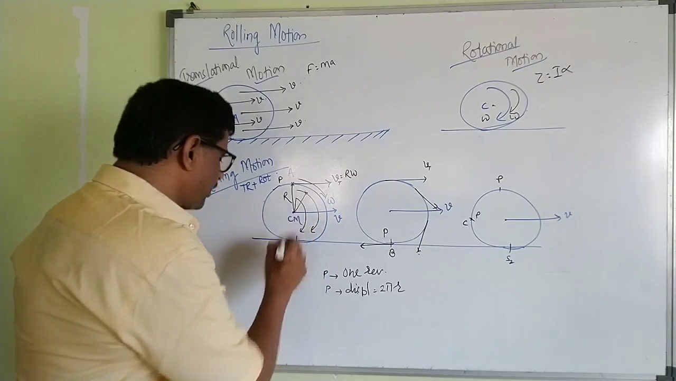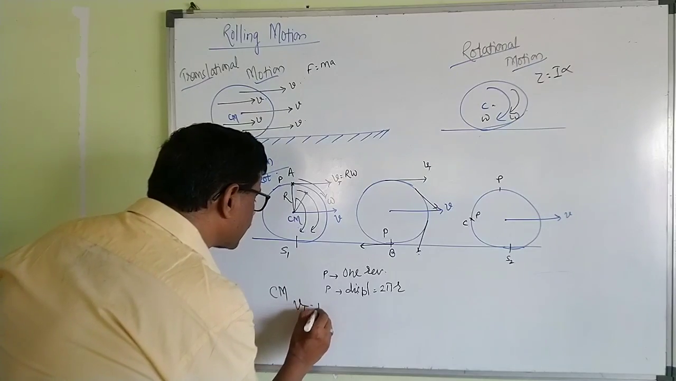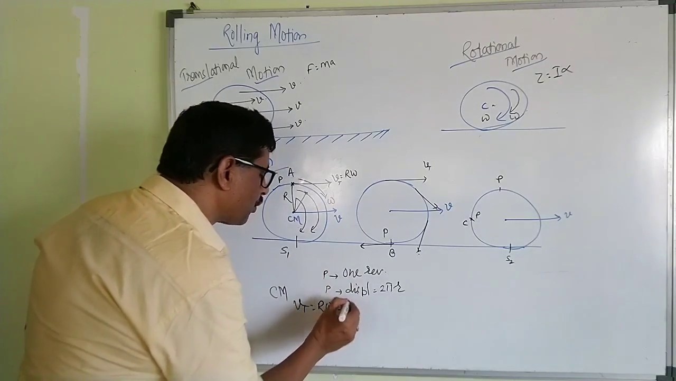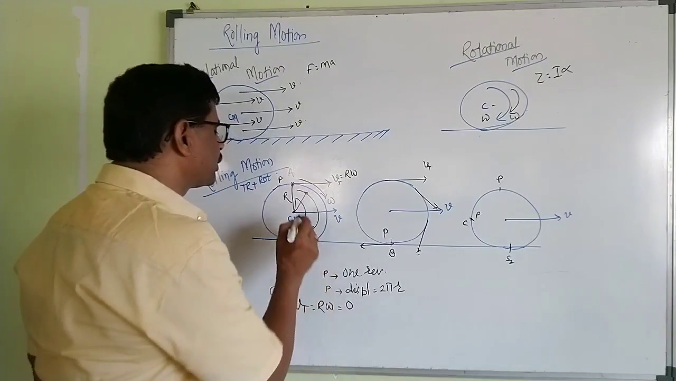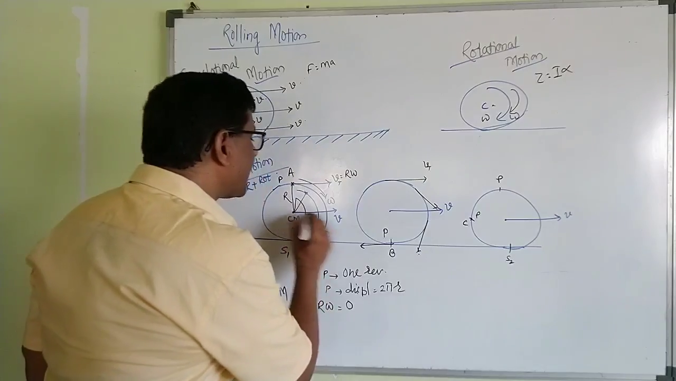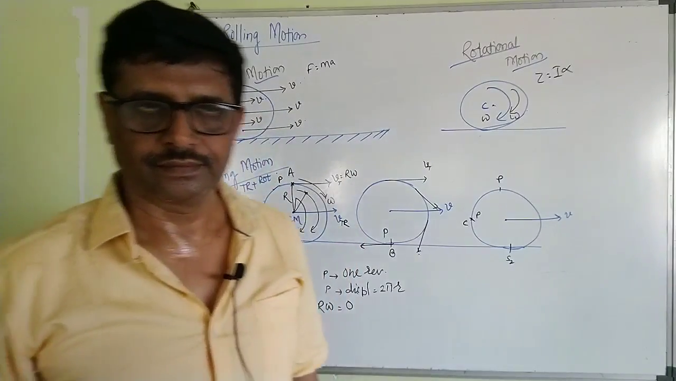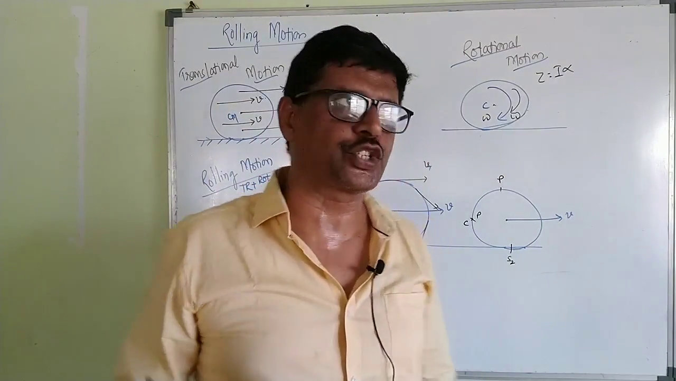And what about the center of mass? For the center of mass, the tangential velocity is r omega, and the distance from the center for the center of mass is 0. It has 0 tangential velocity. Therefore, it has only translational motion. The particle at the center of mass has only translational motion.